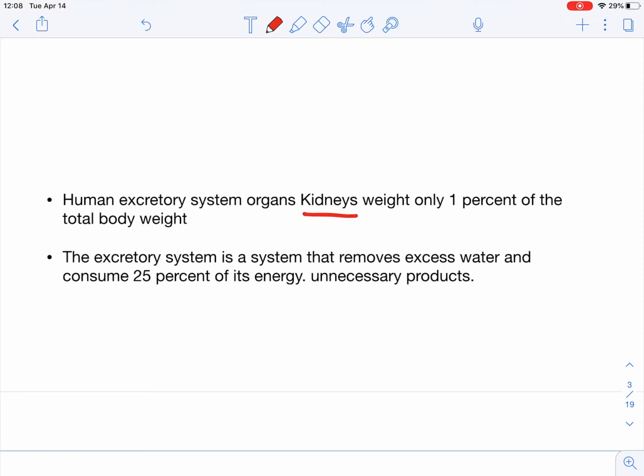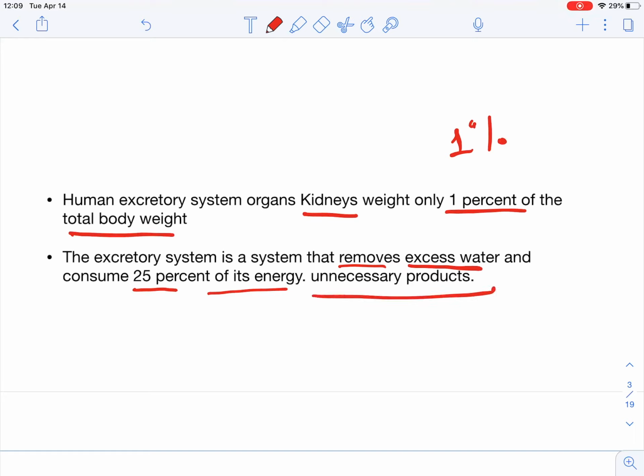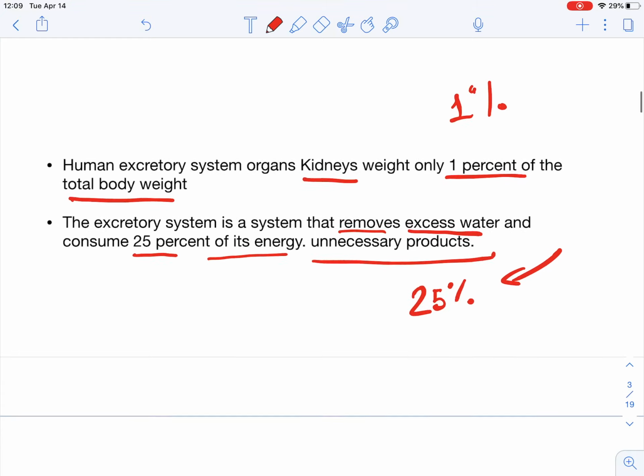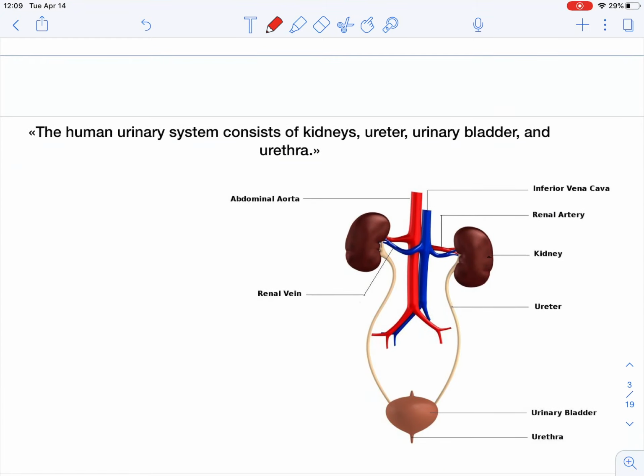Okay, the human excretory system's organs are the kidneys, and they weigh only 1% of total body weight. But the excretory system removes excess water, and they consume 25% of our energy. It means they use 25% of all energy in our body.